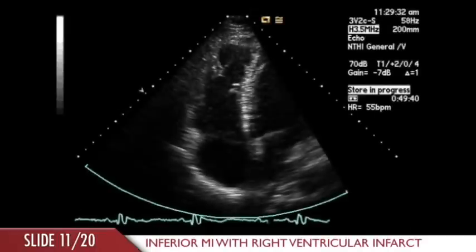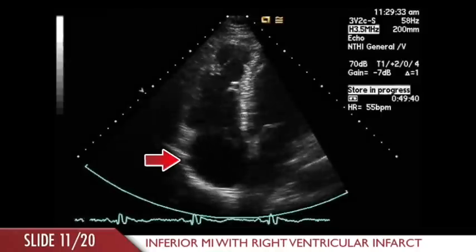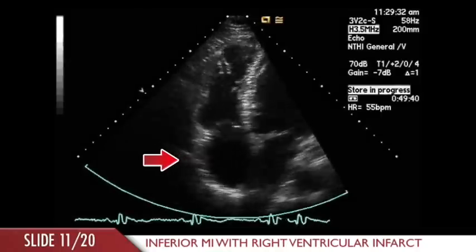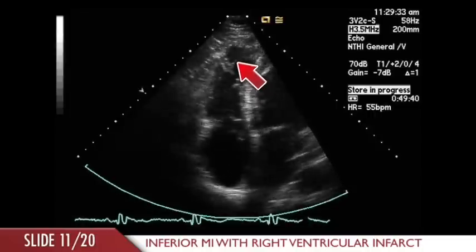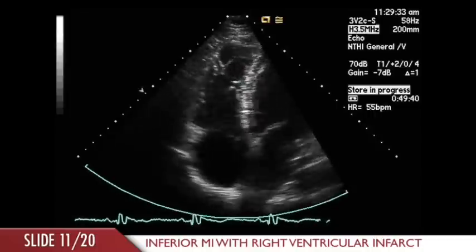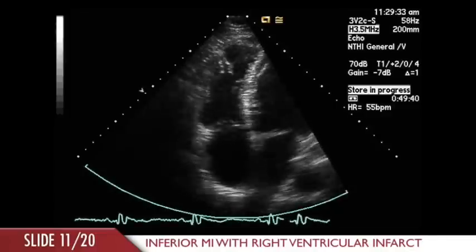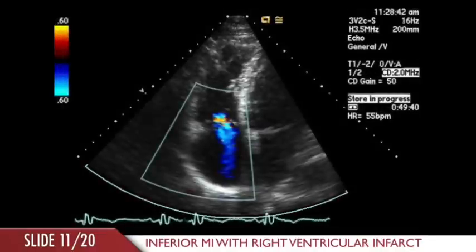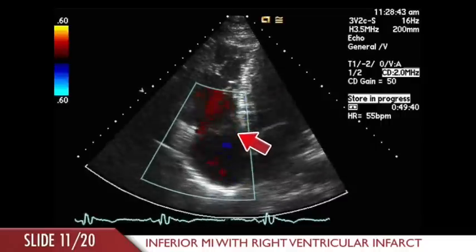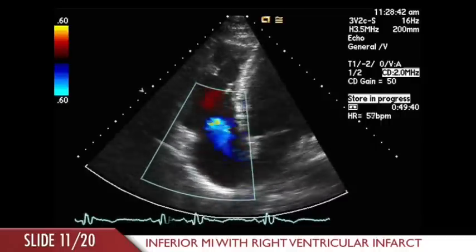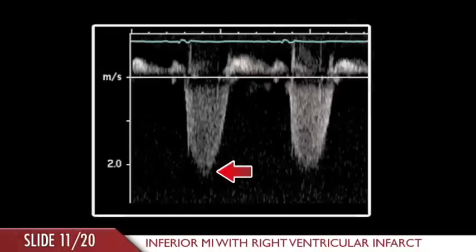These apical four-chamber views were recorded in a patient with a limited inferior myocardial infarction and right ventricular involvement. Note the dilation of the right atrium and a regional wall motion abnormality of the right ventricle. This was associated with mild to moderate functional tricuspid regurgitation at a relatively low velocity of 2.1 meters per second, suggesting the absence of pulmonary hypertension.